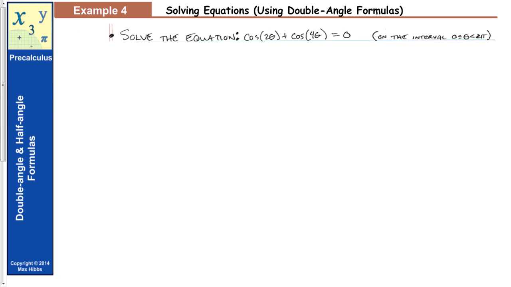Okay, in our next problem, again, we're solving an equation, and this time we're to solve the equation cosine 2 theta plus cosine 4 theta is equal to 0. But we're only wanting to solve on the interval from 0 to 2 pi, including 0 potentially, but not including 2 pi.